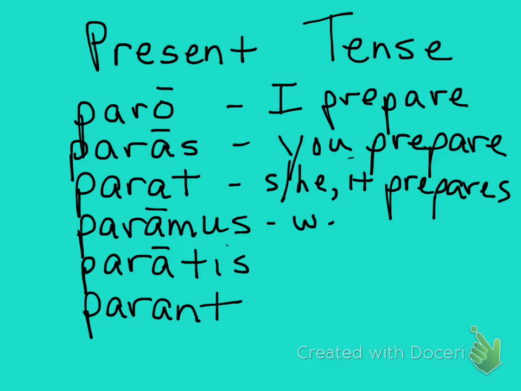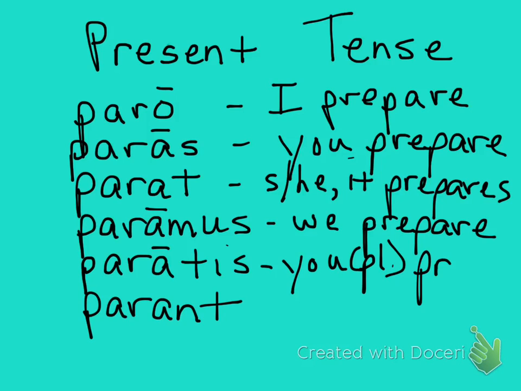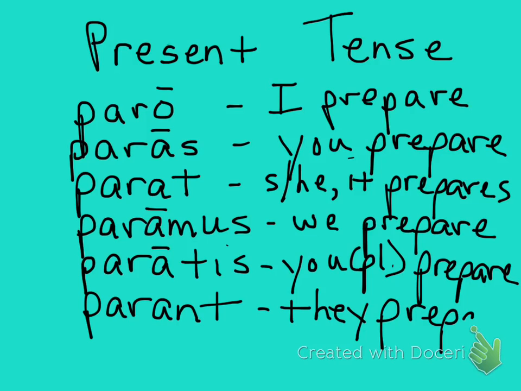Paramus means we prepare. Paratis means you, plural, prepare. And finally, parant, they prepare. So there is the conjugation of parare in the present with its translations.